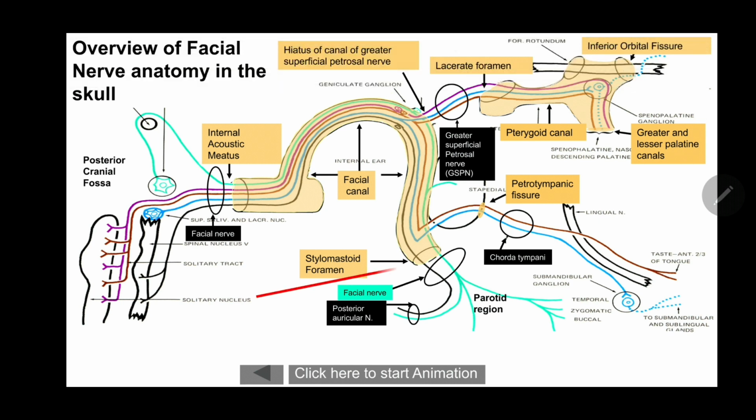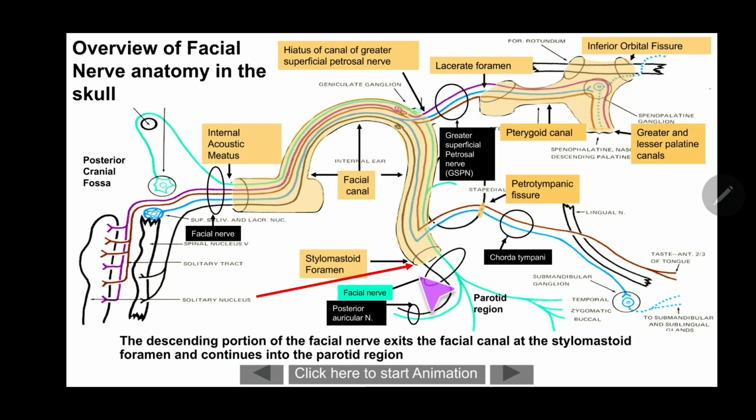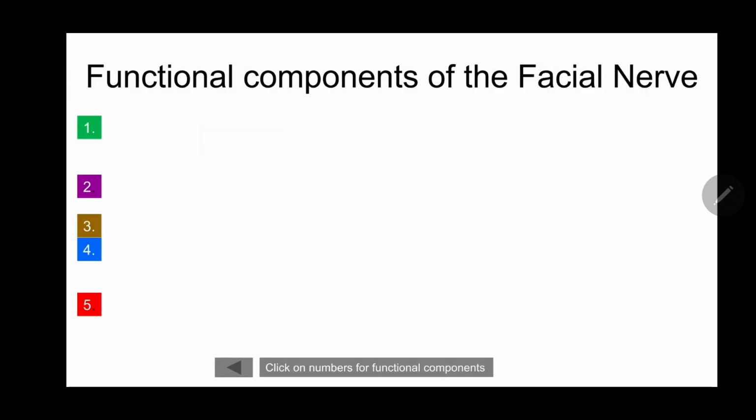I believe if you were focusing and listening carefully, you would have understood. Now look here, this is the stylomastoid foramen. The descending portion of the facial nerve exits the facial canal at the stylomastoid foramen and continues into the parotid region. So that is everything you have been taught.